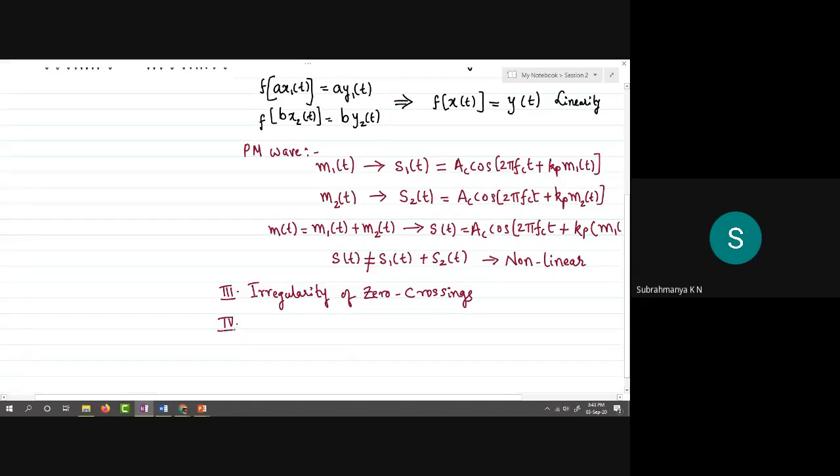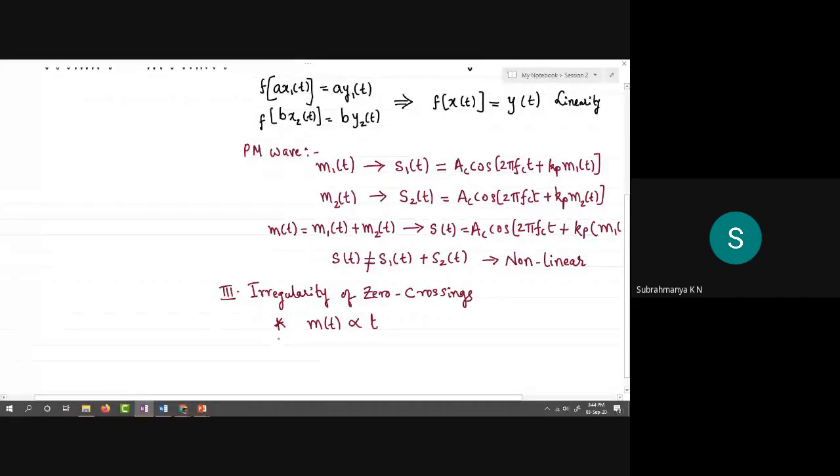Similarly, we can list down the fourth property. This is very similar to the irregularities, but there is one thing you should note. You cannot say that there is an irregularity in all cases of angle modulated waves. There are two special cases in which you may find regularities. The regularity may happen if the information bearing signal m of t is linearly varying with respect to t, whether increasing or decreasing. Then you may find regularity in zero crossings.